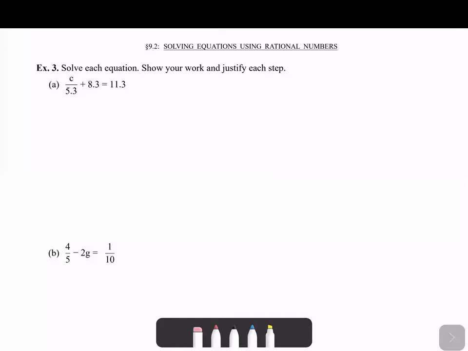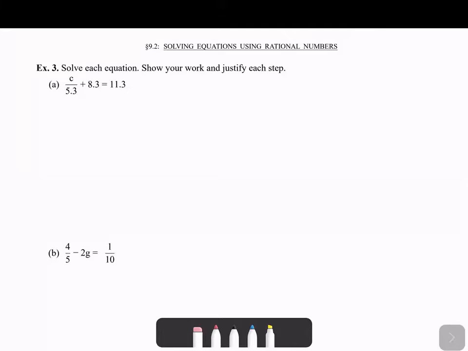step. As I'm sure you're aware by this point in the course, a lot of the point of this course is to show why you can do the math things that we learn. And so justifying each step is a really big part of doing that and a really big part of getting credit on exams and things of that nature.